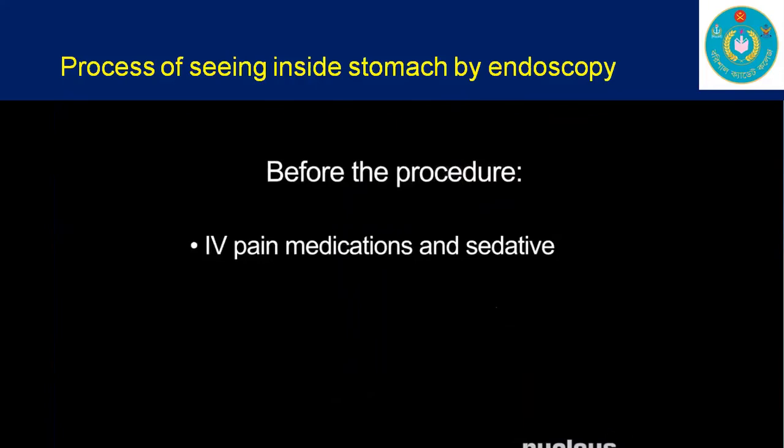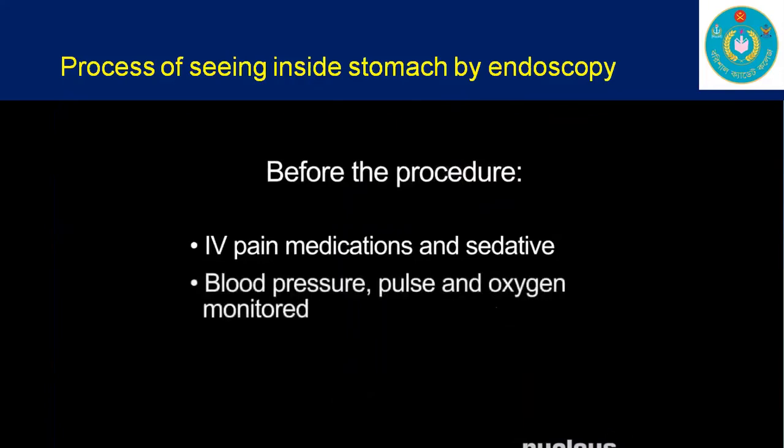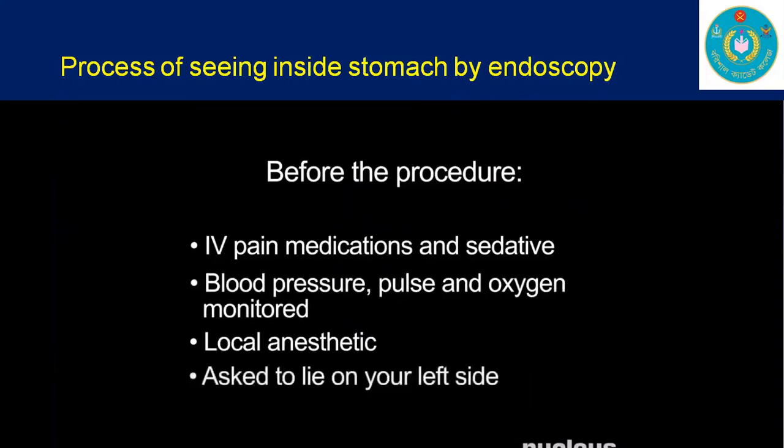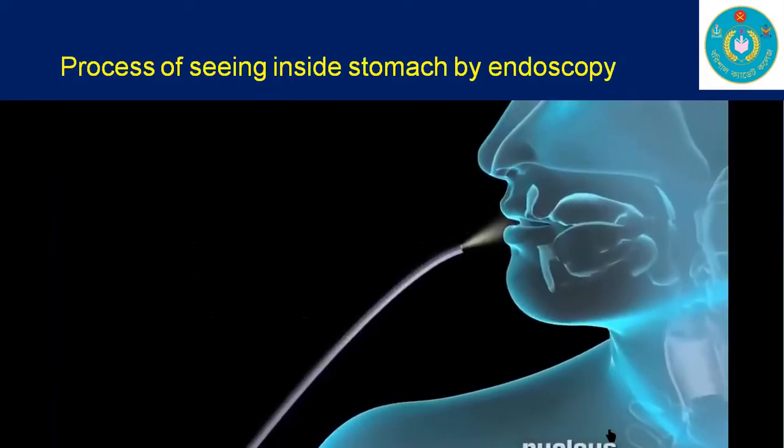Before the procedure, medications such as ibuprofen and a sedative are given, and blood pressure, pulse, and oxygen are monitored. Local anesthesia is given, and the patient is asked to lie on the left side with a supportive mouthpiece. There are two transparent tubes in an endoscope.